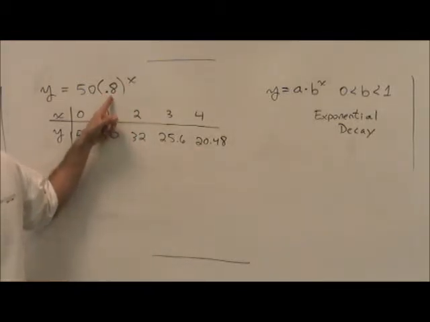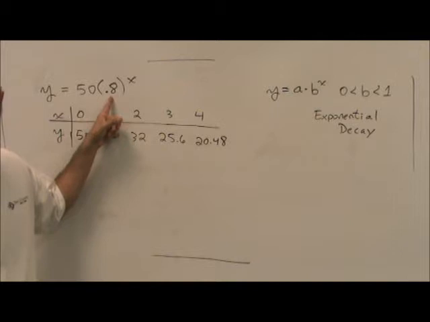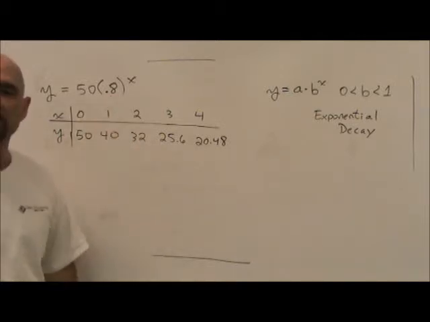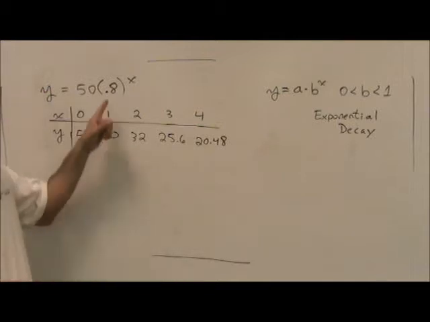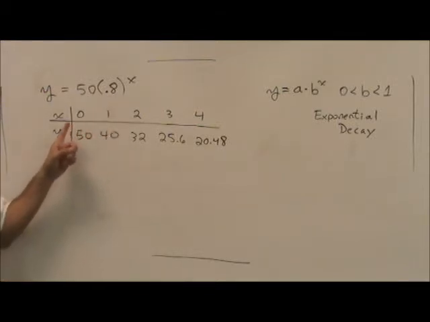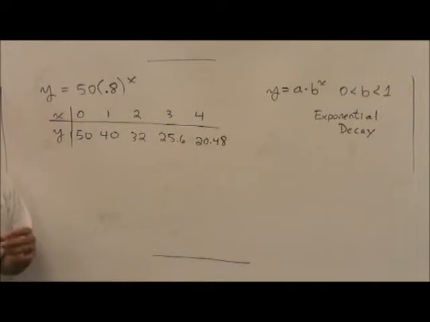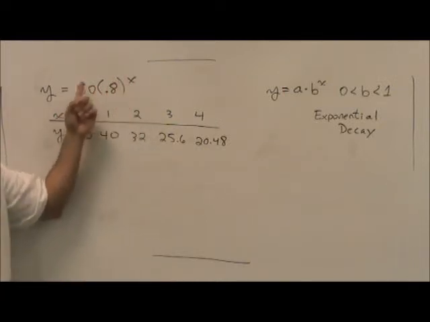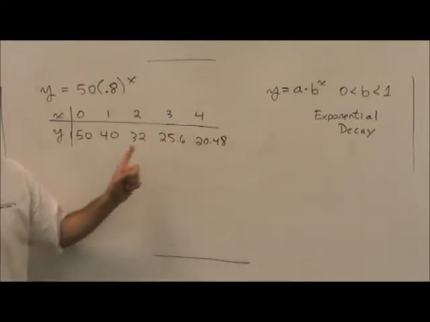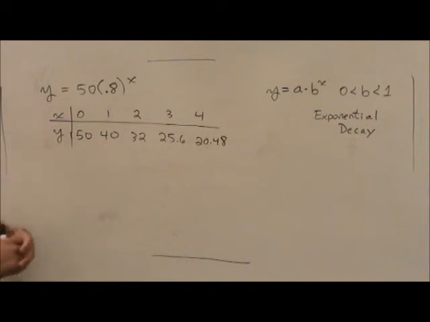Note the base here is in between 0 and 1, and what we expect for the outputs as the inputs increase by 1 is that the outputs will decrease by a factor of 0.8. Let's look at this table here, which we can verify in our calculators, which you should do. Plug this into y1 and then use your table feature to find and verify these numbers. But look what's happening here.